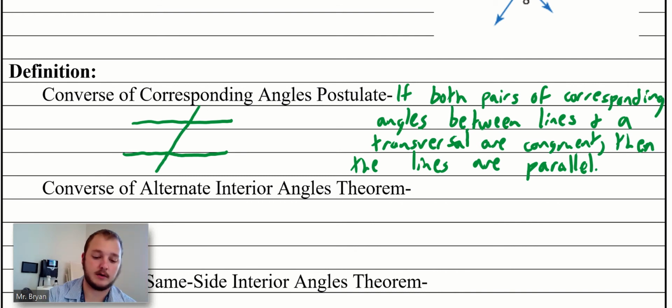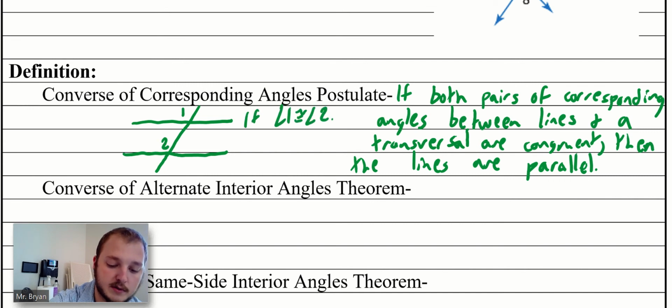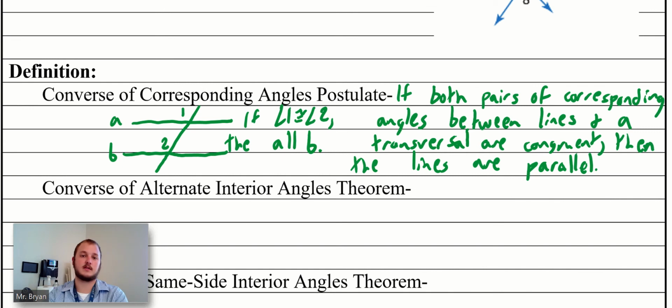So if I'm looking at this here and I'm trying to figure out what could prove that they are parallel, let's say I have angle 1 and angle 2 here, and we say if angle 1 is congruent to angle 2, and we'll call these lines A and B, then I'll say line A is parallel to line B. A is parallel to B. Okay, this is the order of our statements. Now that we know that the corresponding angles are congruent, that means that the lines have to be parallel.